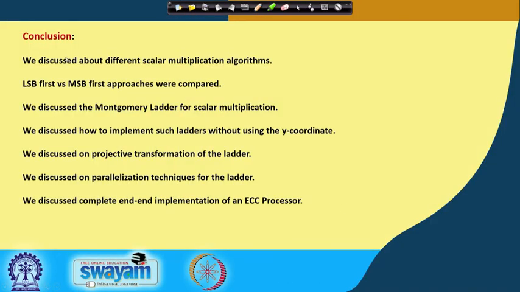So, to conclude, what we discussed is about different scalar multiplication algorithms. We discussed LSB first versus MSB first approaches, and we compared them. We discussed the Montgomery ladder for scalar multiplication. We discussed how to implement such ladders without using the y coordinates explicitly. We discussed projective transformation of the ladder. We discussed parallelization techniques for the ladder. We discussed a complete end-to-end implementation of an ECC processor. So, that roughly takes us to the end of the discussions on elliptic curve hardware.